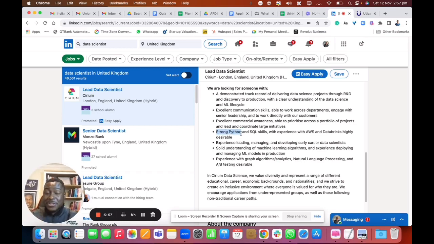So you see, Python is a major programming language, SQL skill, and then you're saying your experience with AWS is also very important. So put that at the back of your mind. The goal is to look at 3, 4, 5 vacancies and then I round up.